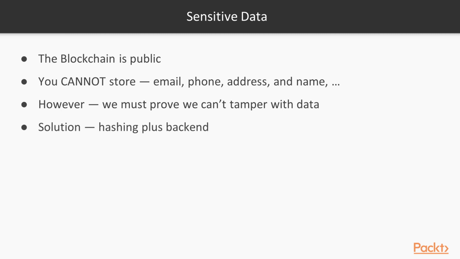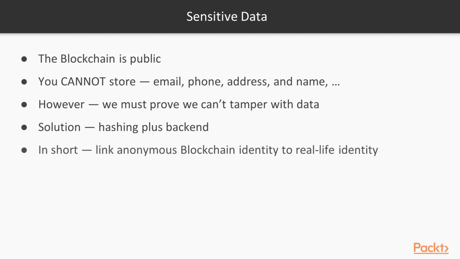Now, a solution to this is hashing and using your backend storage, your MySQL or your Oracle. And what you will do is you will hash user information and store that in your smart contract. So in short, you can link some anonymous blockchain identity to a real-life identity. Now, some considerations for this is that you should encourage your users to create a new Ethereum account for your application, so that when they use that same account outside of your application, they remain totally anonymous.